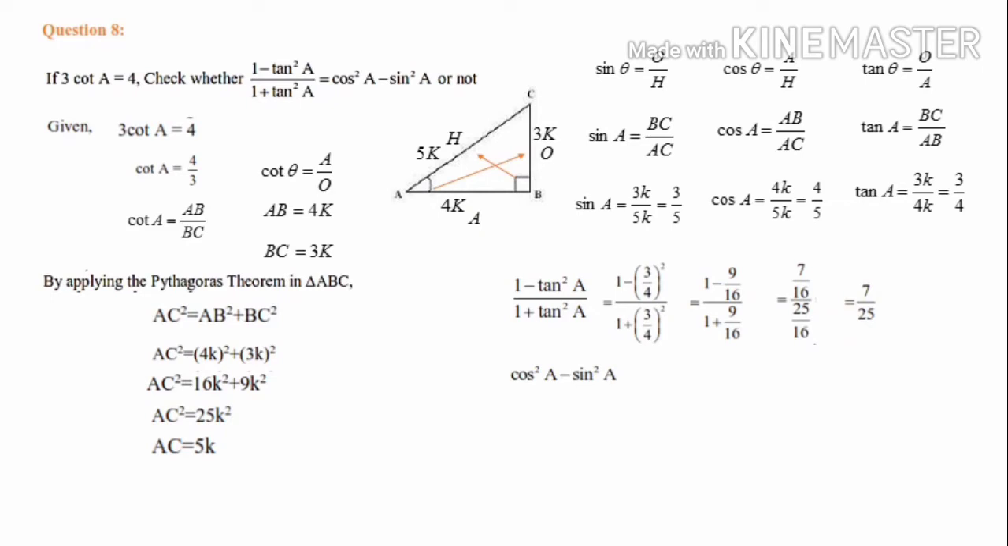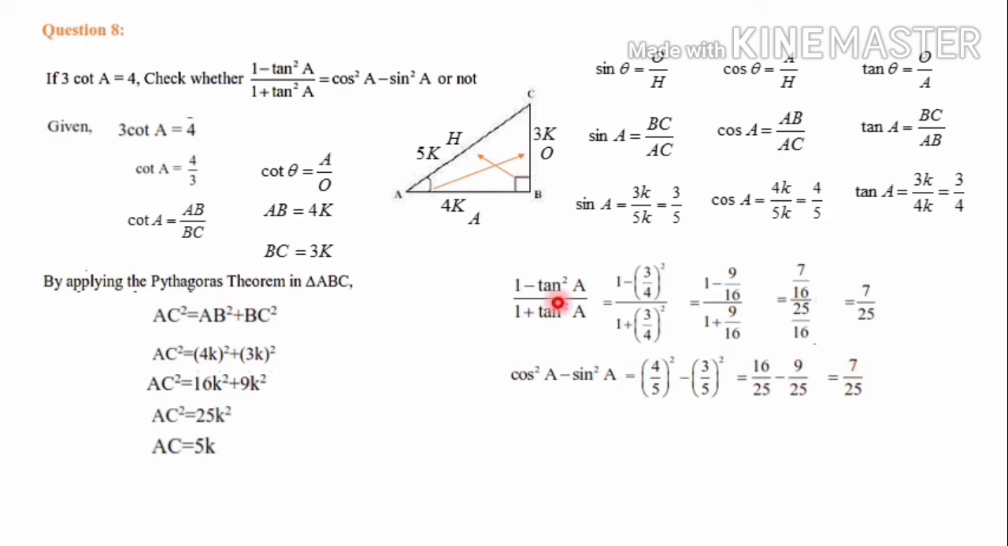Next, on the right hand side, that is cos square A minus sine square A. From here the RHS is cos square A minus sine square A, which we have to calculate. Cos A we have already calculated, that is 4 by 5, so 4 by 5 the whole square, minus sine A value is 3 by 5, so sine square A is 3 by 5 the whole square. That is equal to 4 square is 16, 5 square is 25, that is 16 by 25, minus 3 square is 9, 5 square is 25, that is 9 by 25. Taking common denominator 25, numerator 16 minus 9. 16 minus 9 is 7 by 25.